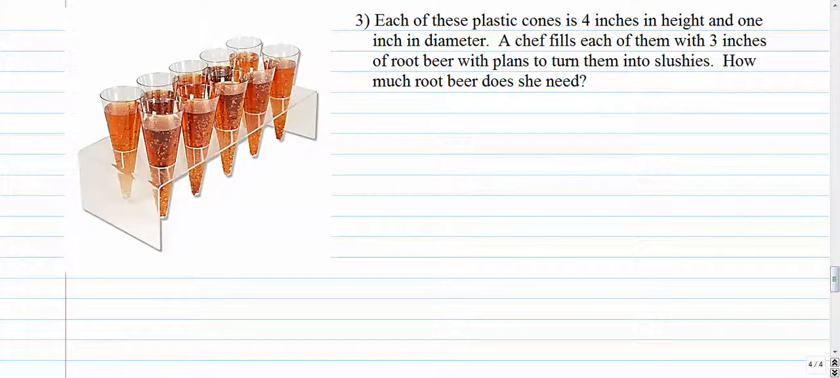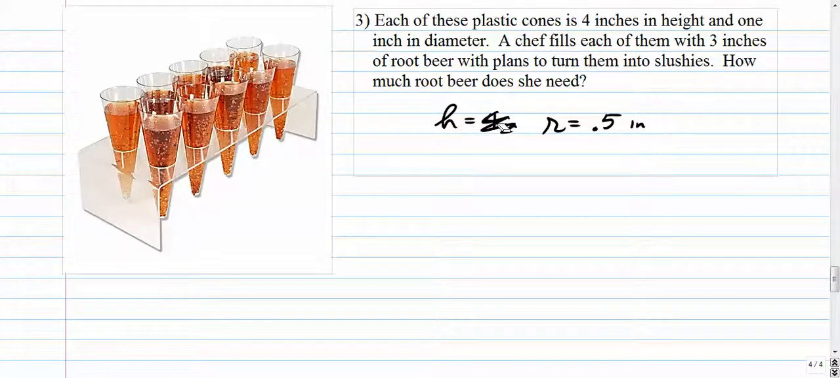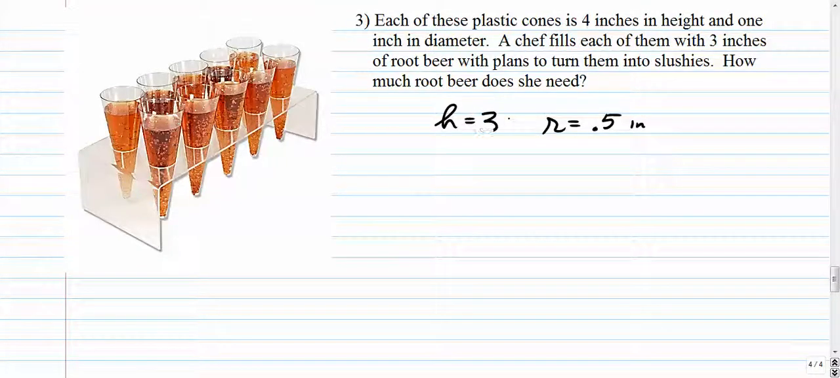Number 3. Each of these plastic cones is 4 inches in height, and 1 inch in diameter. So radius is half of that. Radius is 0.5 inches. A chef fills each of them with 3 inches of root beer with plans to turn them into slushies. That sounds good. How much root beer does she need? So the height is actually, in this case, not 4, but the height for our problem is 3. She's only filling them with 3 inches of root beer, so that's going to be our new height.